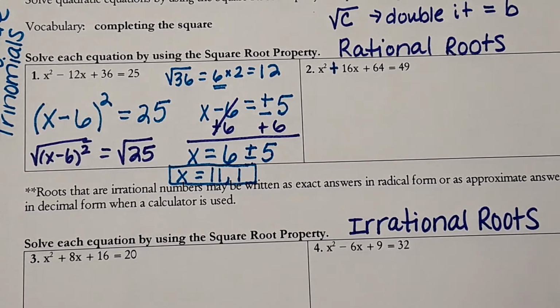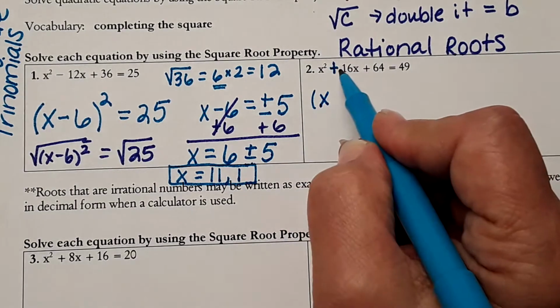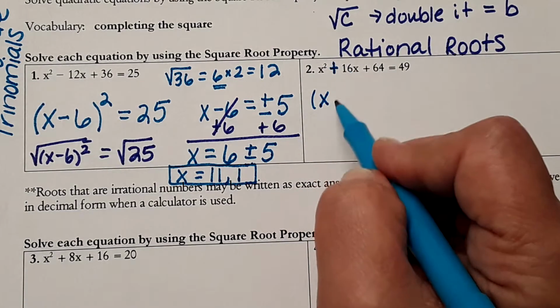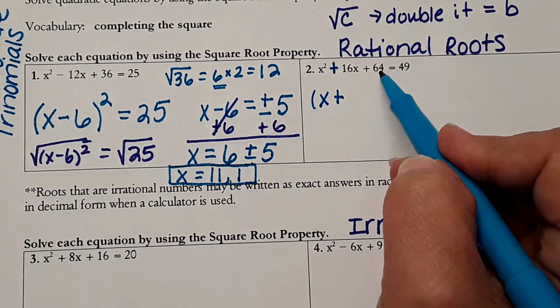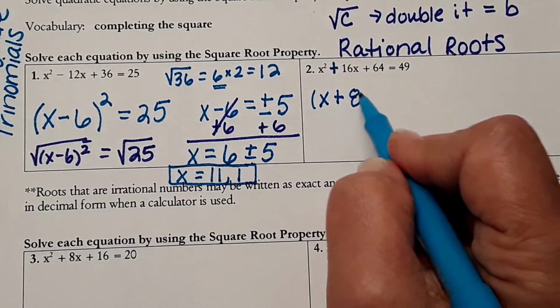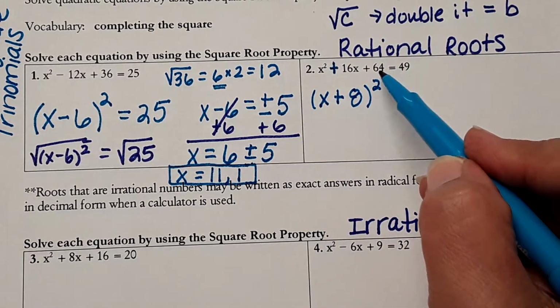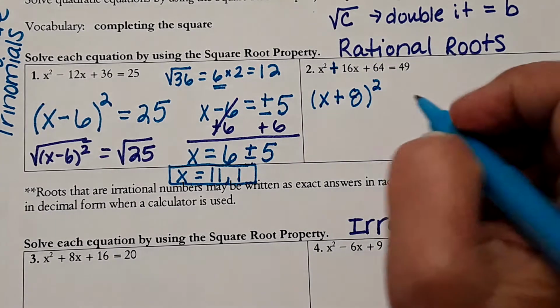Okay, so we're going to have an x. We changed that from a minus to a plus because I wanted to show you, if this is a positive, then you bring a positive here. And you've already told me that the square root of 64 is 8. Now remember, you can only do this if you can take the square root of c and double it and get b. If that doesn't work, you can't do this.